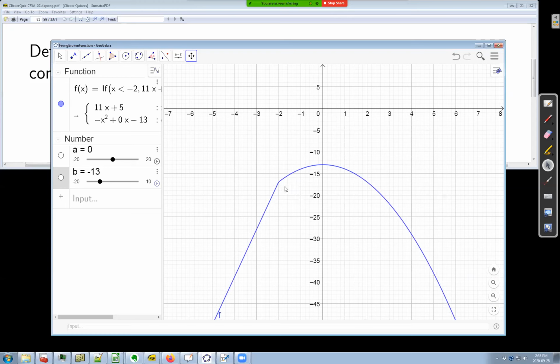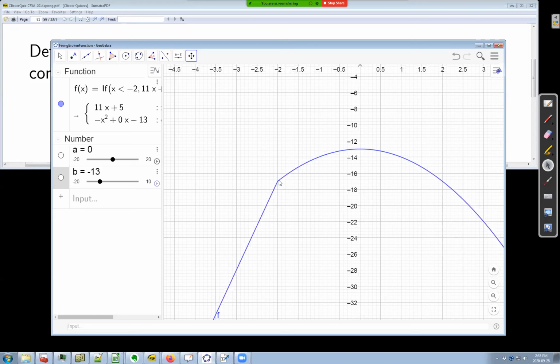And so now the function's continuous, but wait a minute. If you look carefully, it's kind of got a corner there. It's not smooth. The way the functions attach to each other right there, it's not smooth. And we know that to be differentiable, you have to be smooth. So we can make it continuous, but that didn't make it smooth. So rats, but not so fast.